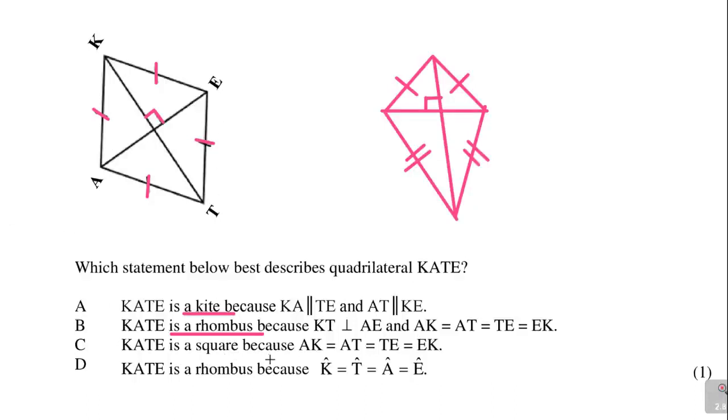KAT is a square because AK is equal to and so on. It meets the condition of a square, but it is not. And then KT is a rhombus because K is equal to T is equal to and so on. The best answer becomes B, because the diagonals of a rhombus bisect and all sides are equal. So the answer there becomes B.